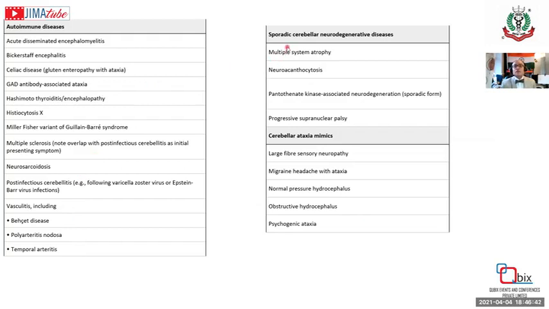Then we are coming on to the sporadic ones, multiple system atrophy, neuroacanthocytosis, PCANS, and PSP. And then we will have other ataxias from pathology in the afferent circuits giving rise to ataxias, neuropathy, migraines, obstructive hydrocephalus, and of course, psychiatric causes at the very end.